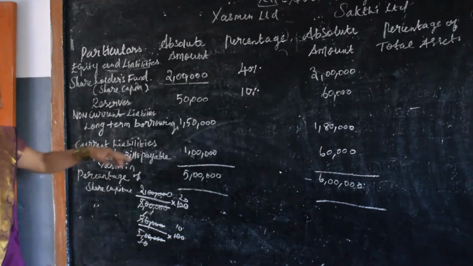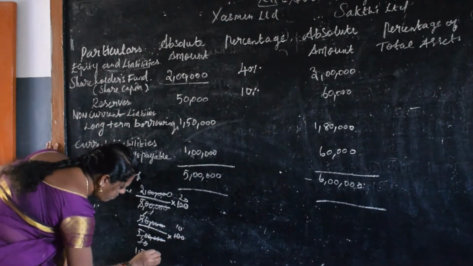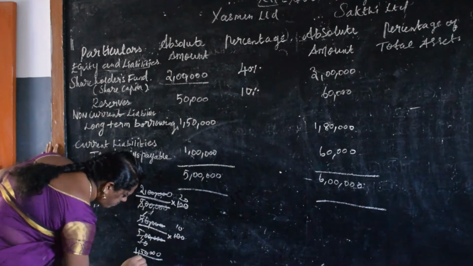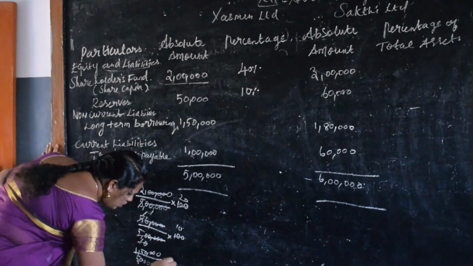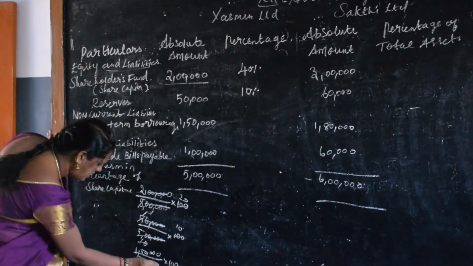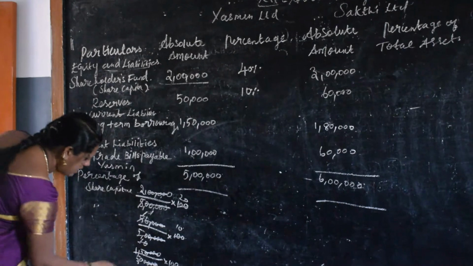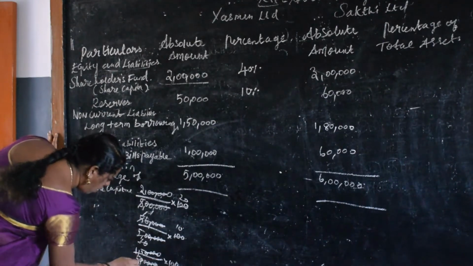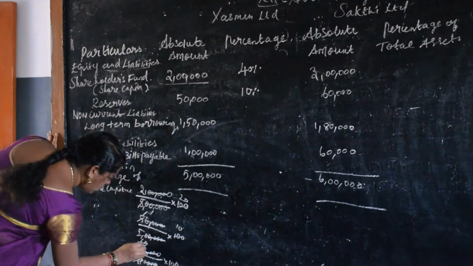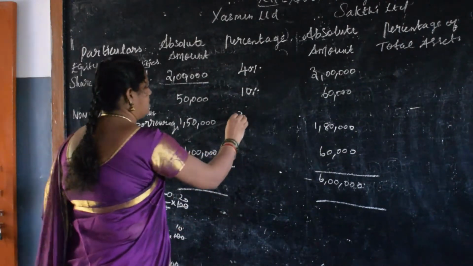The next one is 1,50,000 divided by 5 lakhs into 100. Okay, you can strike out the 4 zeros. This is 10, 10. This is 3 times. So what you can say? It's 3 times, so it is 30 percentage.